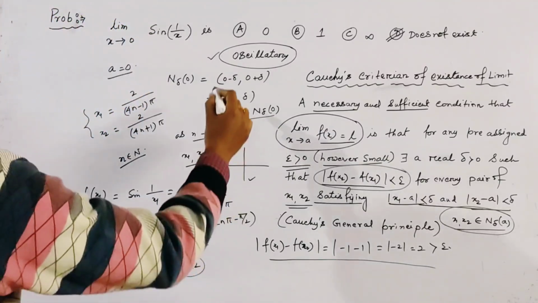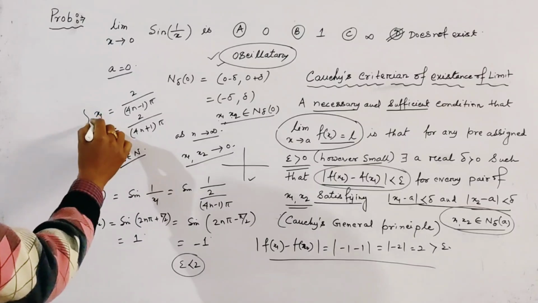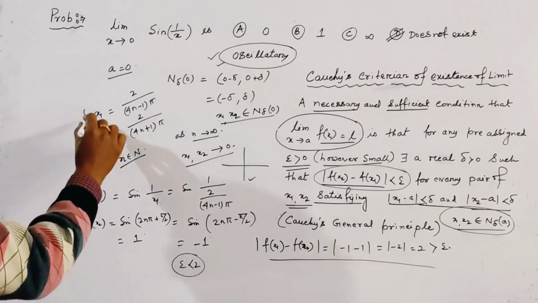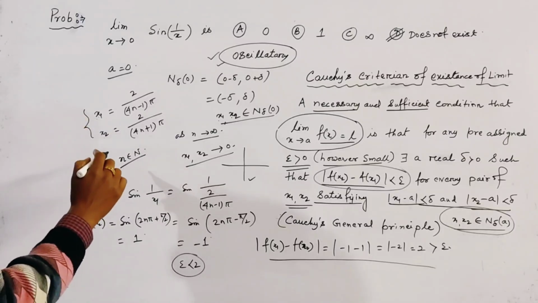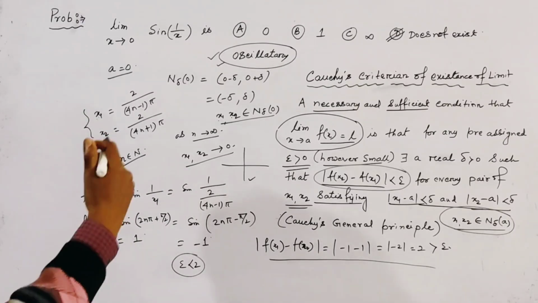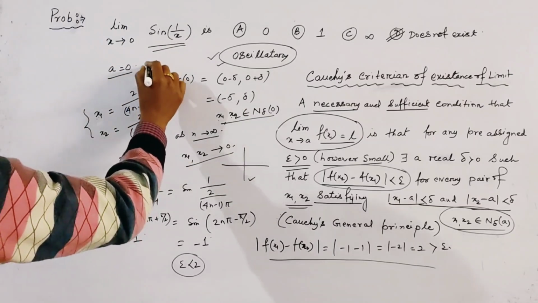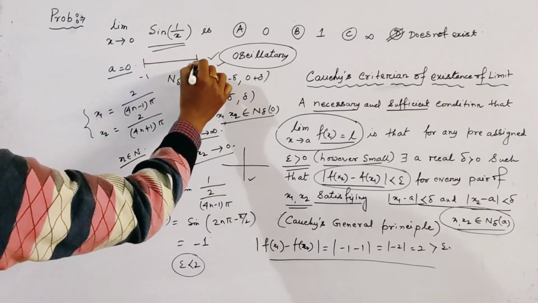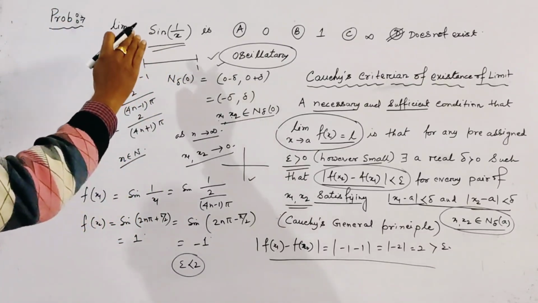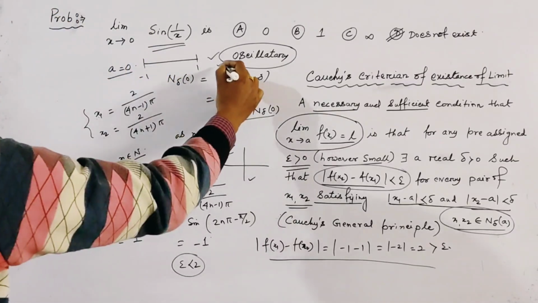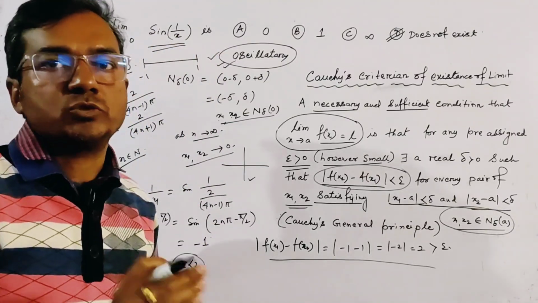And how do we say this is oscillatory? Because the two points x1 and x2 are very close, but the values at these two points are different: one point gives 1 and the other gives minus 1. So we say that this limit oscillates between minus 1 and plus 1. But we cannot get a definite value of this limit. So we say that this is an oscillatory limit, or the value oscillates between minus 1 and plus 1.